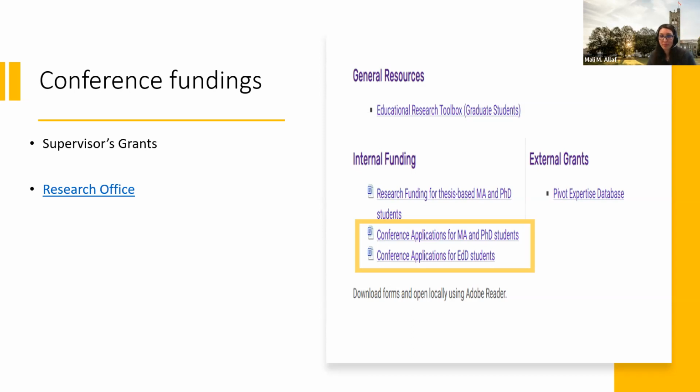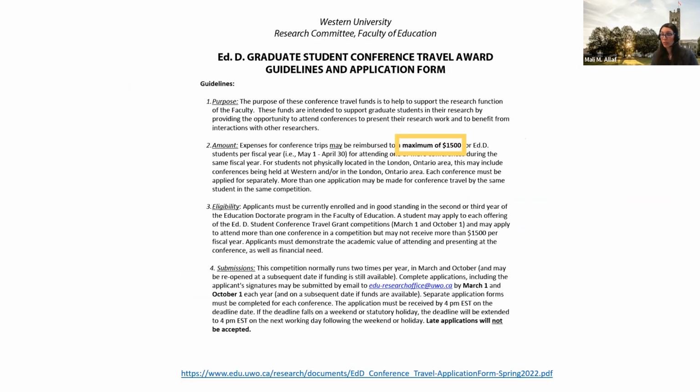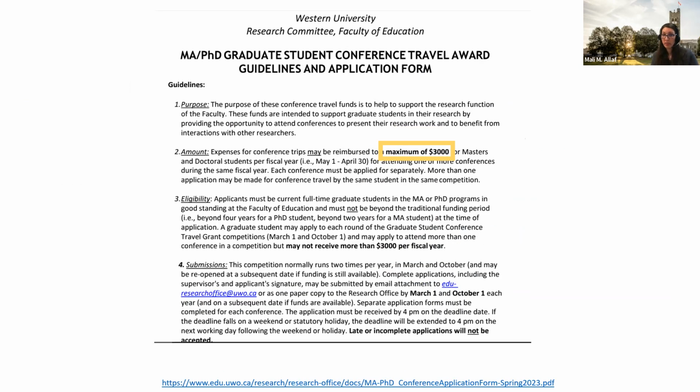Definitely you can reach out to our office and apply for the funding that we have for both MA and PhD students, as well as EdD students. The amount for MA and PhD is 3,000, while this amount is 1,500 for EdD students. Just be sure to read the guidelines properly. You can find the guidelines on our website.